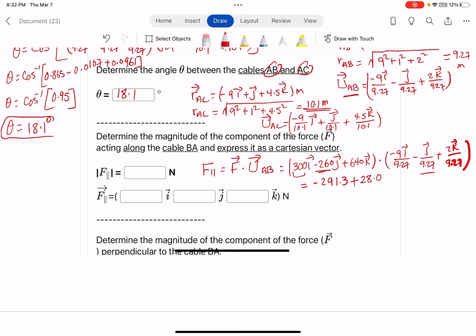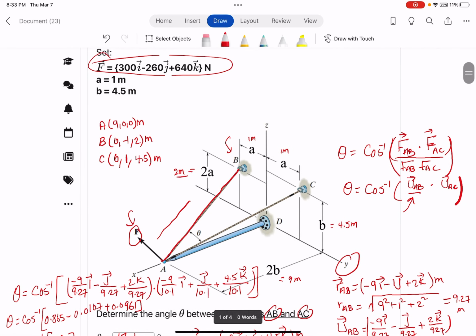So this is 1 over 9.27 times 260. They're both negative. Okay, the last one is a plus 640 times 2 over 9.27, and that's 138.1. So we add them all together, plus 28 minus 291.3, and you will get the force parallel. This is in magnitude format, minus 125.22, and the unit is Newton.